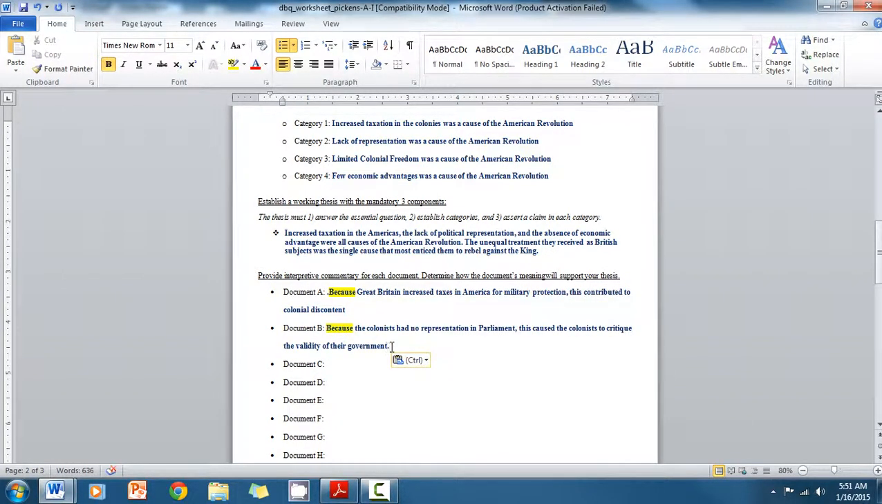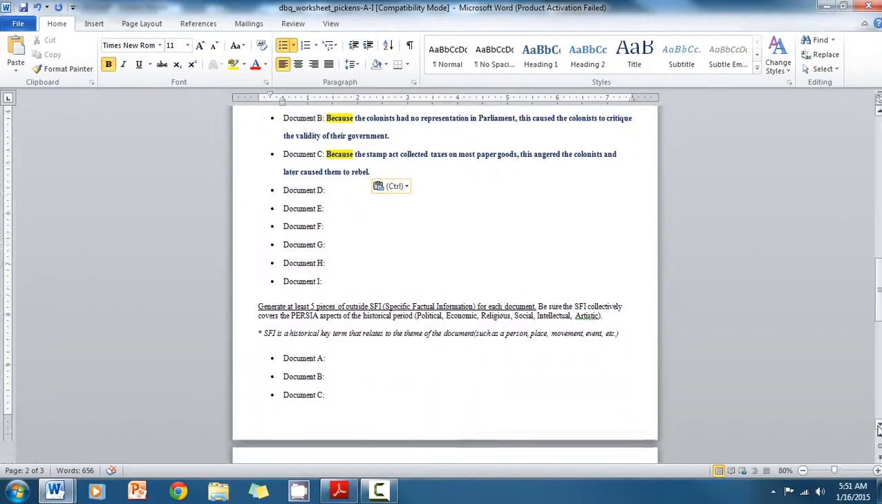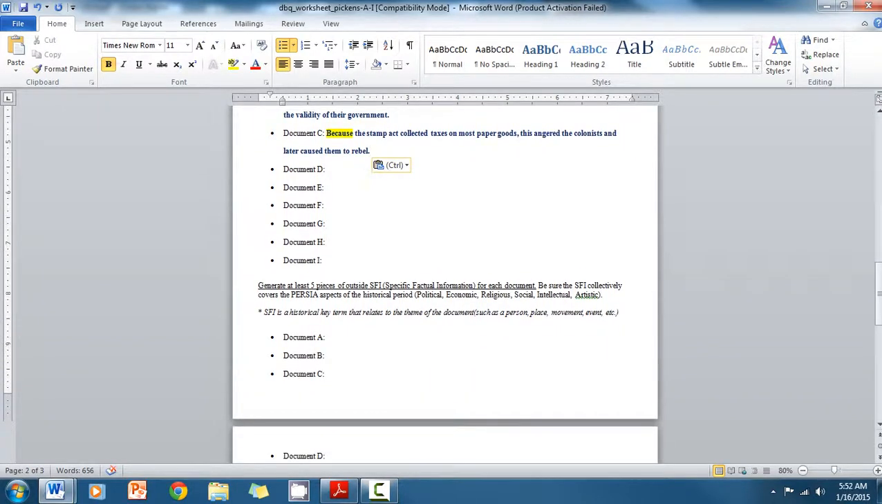Document B, because the colonists had no representation in Parliament, this caused the colonists to critique the validity of their government. All of this is going to lead to the revolution, in which we've primarily analyzed, well, what are the causes of the revolution? So, document C, because the Stamp Act collected taxes on most paper goods, this angered the colonists and later caused them to rebel. That is the central focus of the prompt. Why are they rebelling? What is going on?